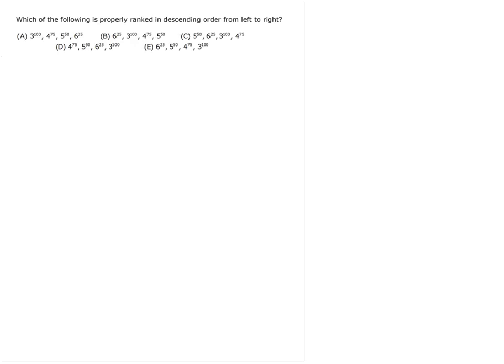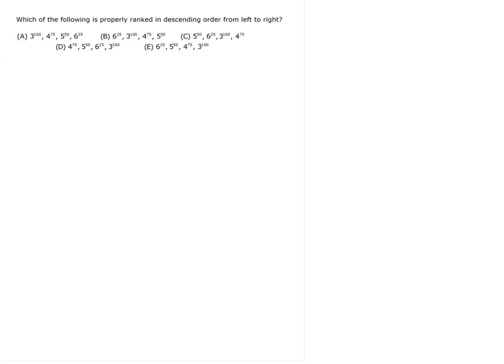Okay, guys, I gave you a little bit of extra time on that one. So which of the following is properly ranked in descending order from left to right? Again, the theme here is simplicity. As these numbers are expressed, they're really difficult to work with. You're never going to be able to eyeball them. Maybe you can, but it's unlikely you're going to be able to eyeball this and say, okay, this is the answer. You need a systematic approach.